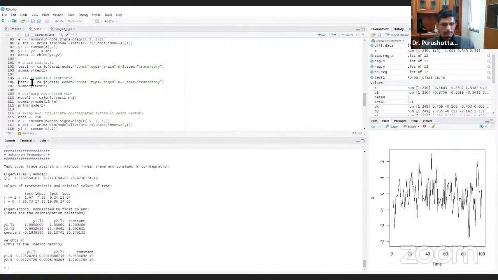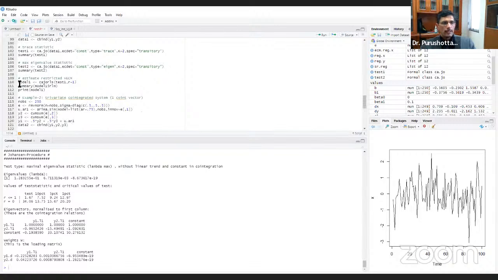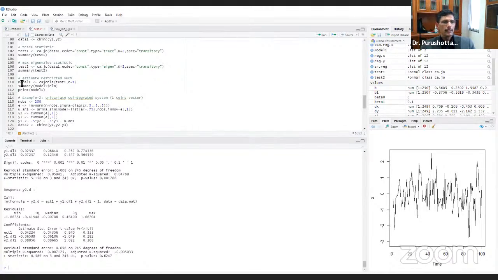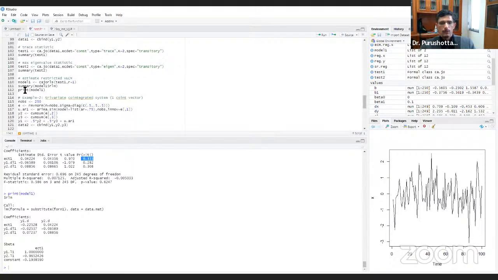Similarly, the max eigenvalue test shows that there is more than zero, which means at least there is one cointegrating vector in the series. We can test for vector error correction, whether there is an error correction in the series. So ECT, this is not negative, and 0.33 not significant. So that is not correct.